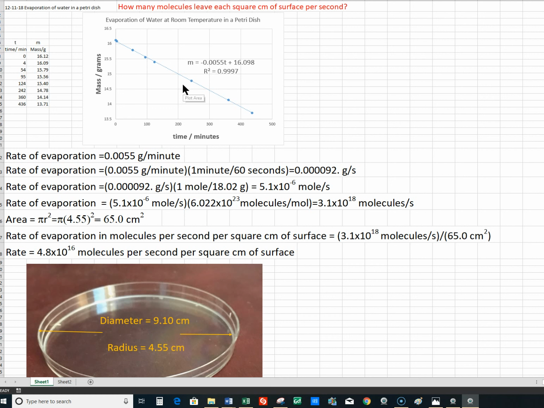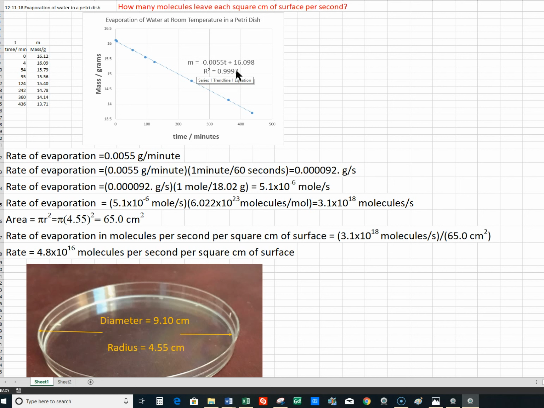And I made a pretty straight line, as you would expect, because the surface has the same area over time, and the temperature was room temperature, so it was constant. So it's just decreasing at a constant rate. The equation for that linear equation is mass equals minus 0.0055 times time plus 16.098.